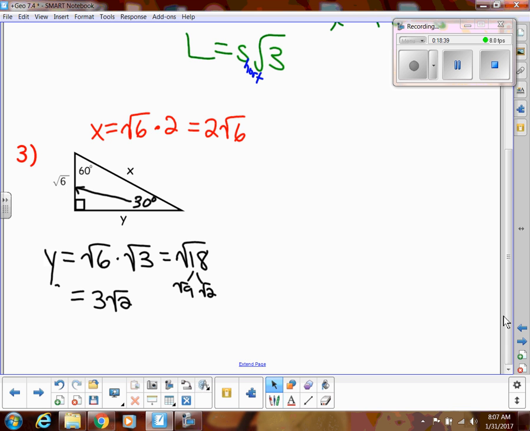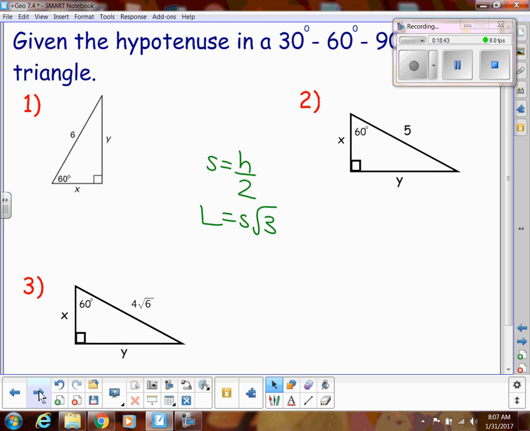All right, so then what do we do if we're not given the short side? Let's say we're given the hypotenuse. So in all of these, notice that the side that we're given is the hypotenuse. All right, so I always go back to the short leg first.